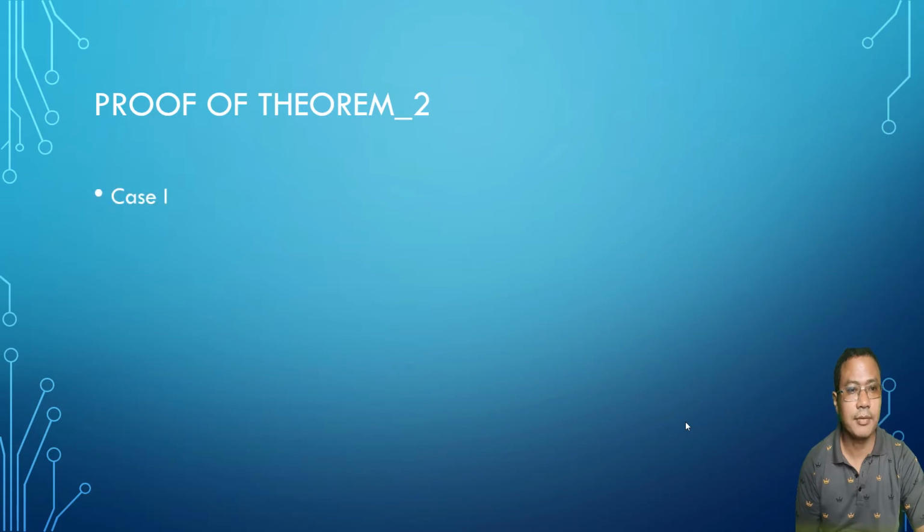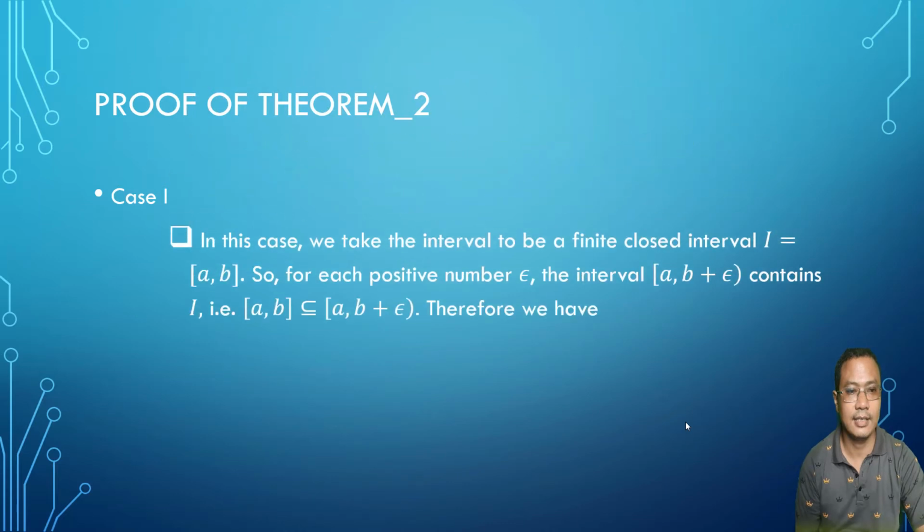We are going to break up the proof into cases. Case number 1: we take the interval I to be a closed and finite interval [a, b]. If we take an arbitrary small number epsilon, then the interval closed on the left and open on the right, [a, b + epsilon), contains I. That is quite obvious: the closed interval [a, b] is a subset of the interval [a, b + epsilon).